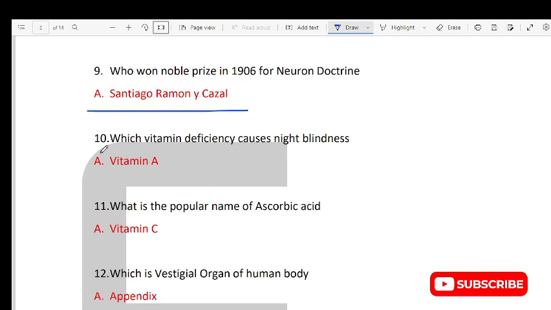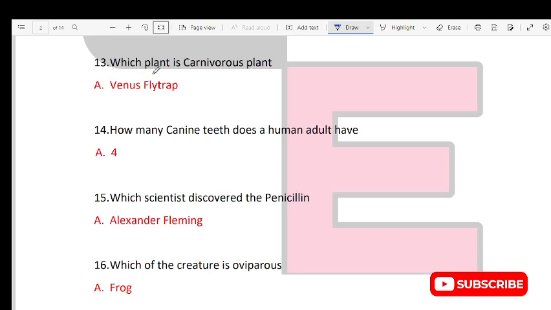10. Which vitamin deficiency causes night blindness? Answer: vitamin A. 11. What is the popular name of ascorbic acid? Answer: vitamin C. 12. Which is vestigial organ of human body? Answer: appendix. Question number 13. Which plant is carnivorous plant? Answer: Venus flytrap. 14. How many canine teeth does a human adult have?